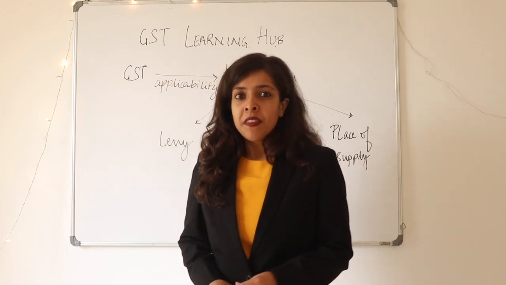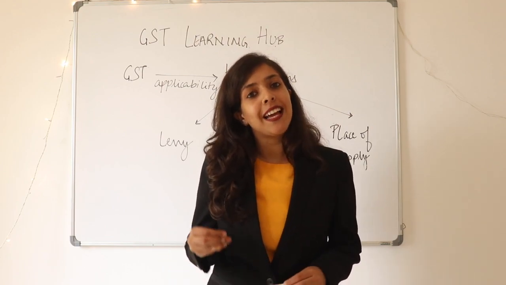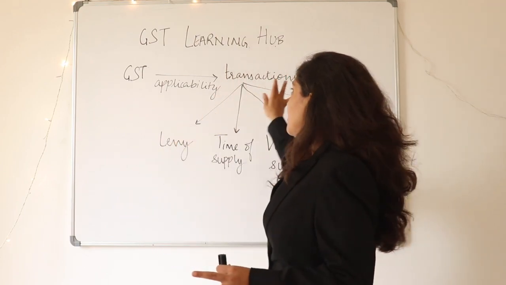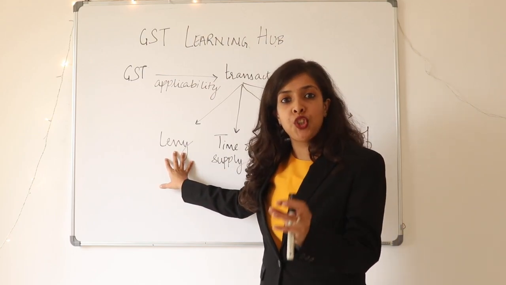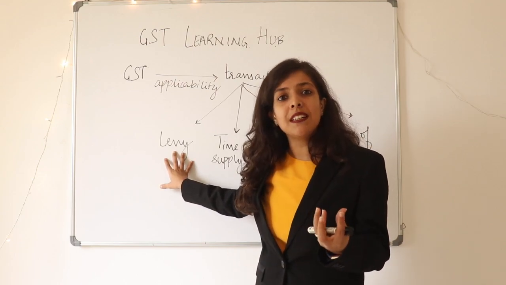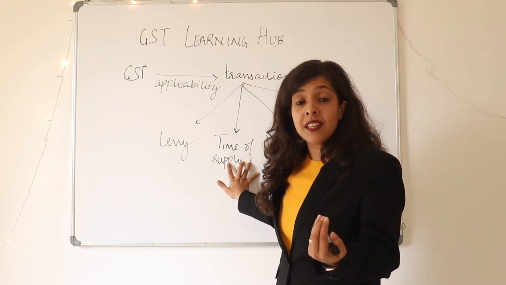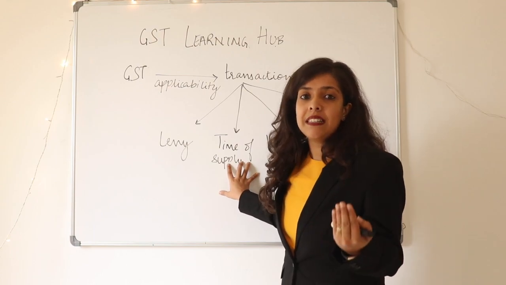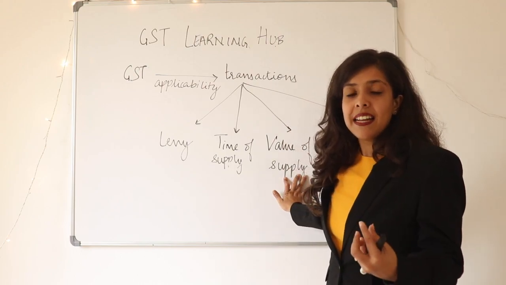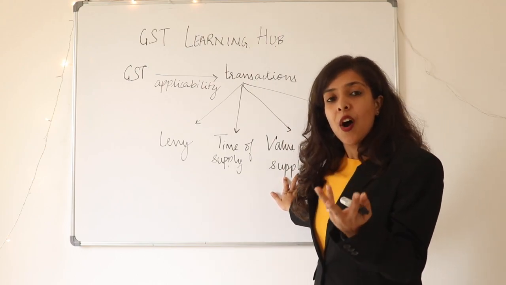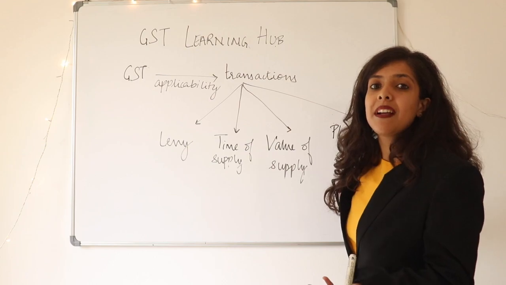In the last few videos, we saw how GST is applicable on transactions, that is, it is a transaction based tax. We saw the concept of levy, that is, there are a few transactions that will be levied or charged to tax, and these transactions are defined in the law. Then we saw the concept of time of supply, that is, you should understand on which transaction when tax is required to be paid. Today we are going to study the concept of value of supply, that is, in case of a particular transaction, how do you determine the value on which you require to pay GST. And the next video will be covering place of supply.